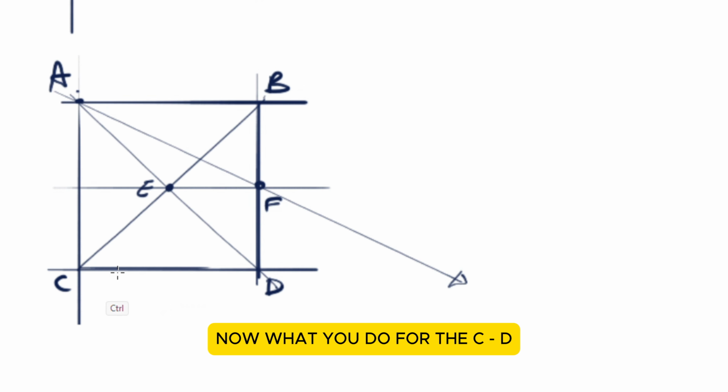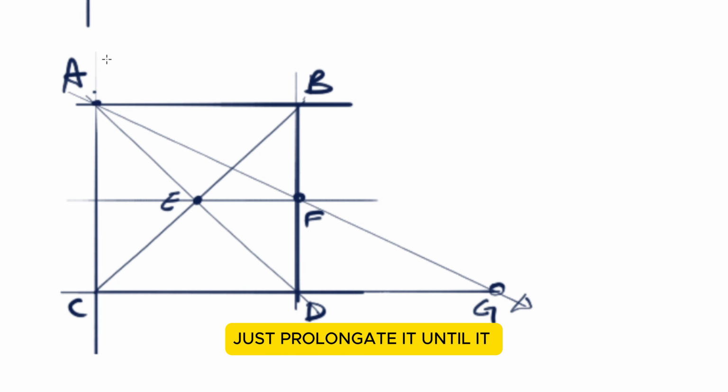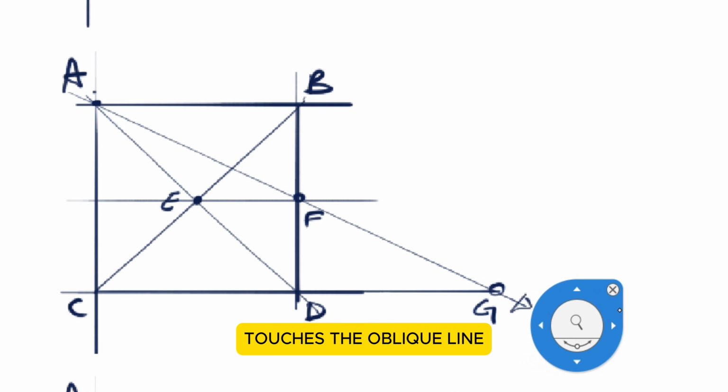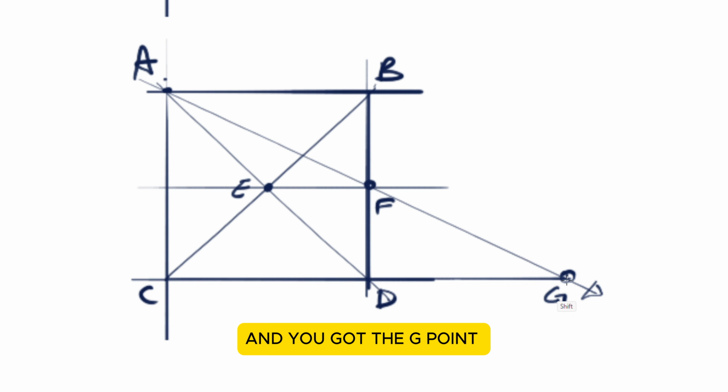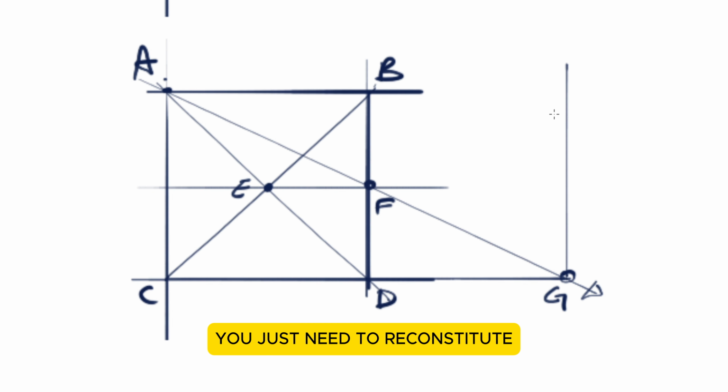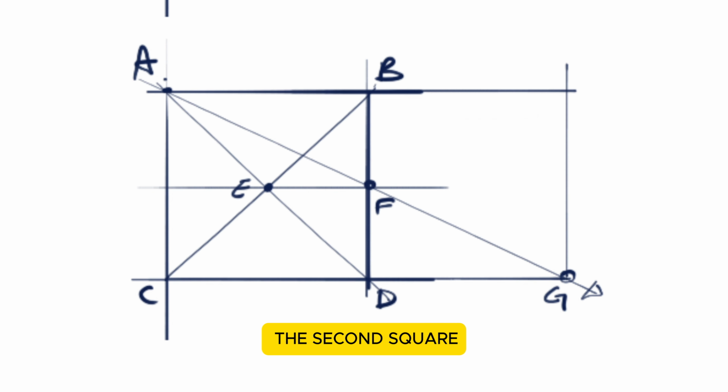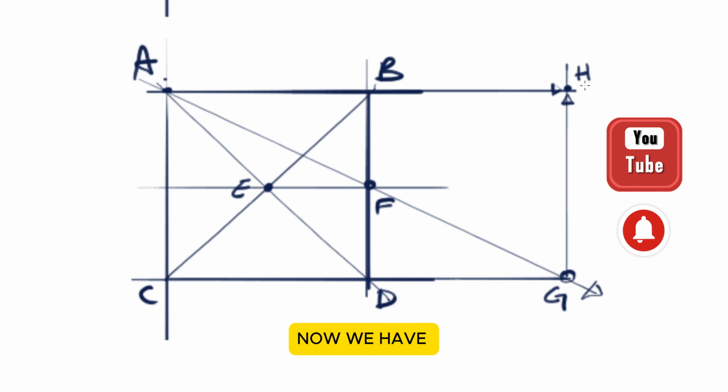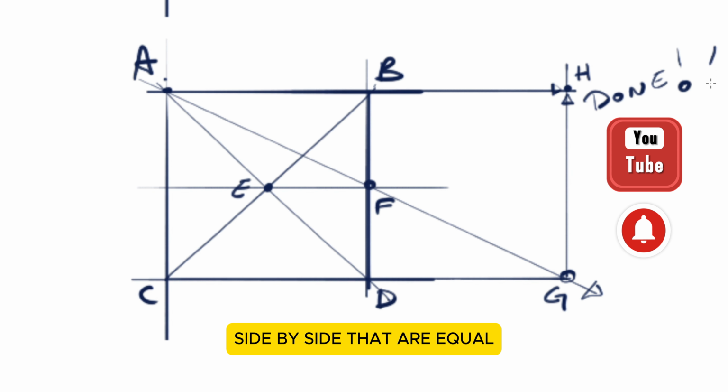Now what you do for the CD, just prolongate it until it touches the oblique line and you got the G point. And for the last step, you just need to reconstitute the second square and you have the point H. That's it. As simple as that. Now we have two little squares side by side that are equal.